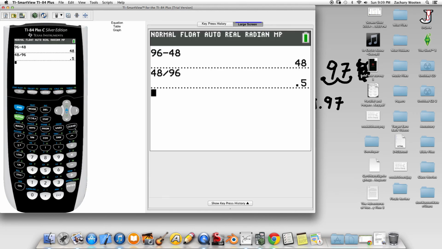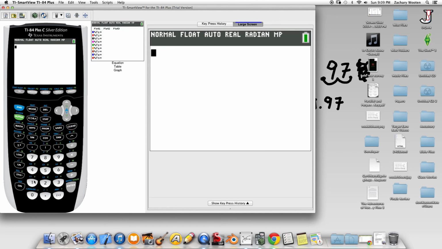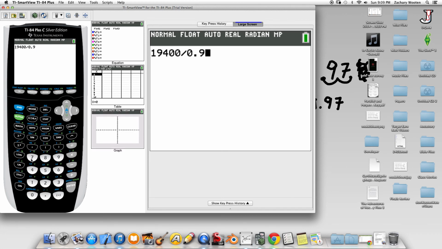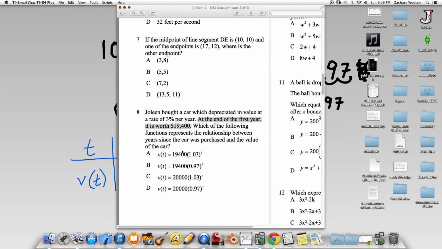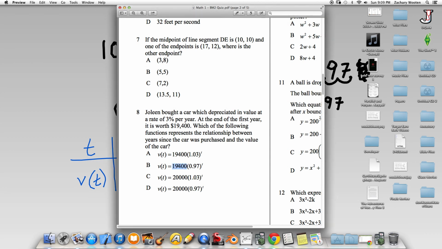Anyway, back to our problem. Let me clear this out. If we knew that 1 year later it was at 19,400, we want to know the year before. We just saw that if we divide that by 0.97 to figure out the year before, then that tells me I started with a value of 20,000. So clearly that is going to be our other answer choice, which it had to be. If we knew this was where it was after 1 year, it couldn't have started at that value, so it had to be something bigger. And in fact, we just saw that it is 20,000. So the correct answer is D, V of t equals 20,000 times 0.97 to the t power. That's question 8. Go ahead and work on the next question.